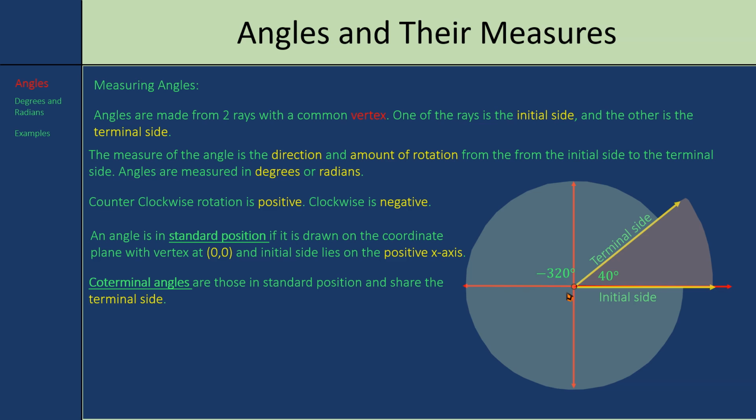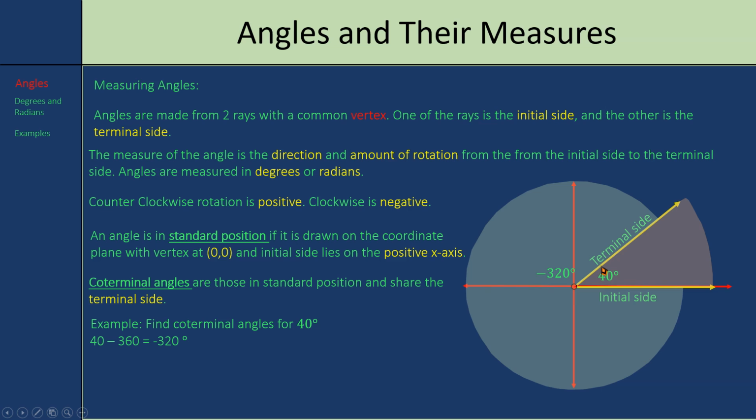So we had the angle that is 40 degrees. We're finding a coterminal angle of 40 degrees. Well, of course, negative 320 is also the same angle. So they are coterminal angles, right? The way you do this is you just take 40, subtract 360, and you get negative 320.